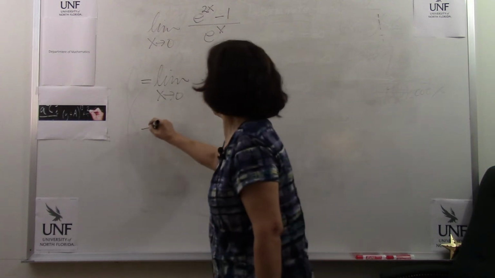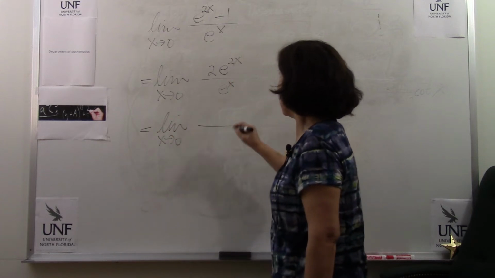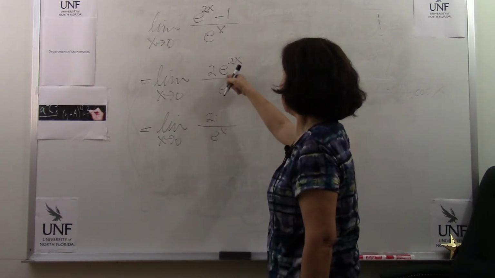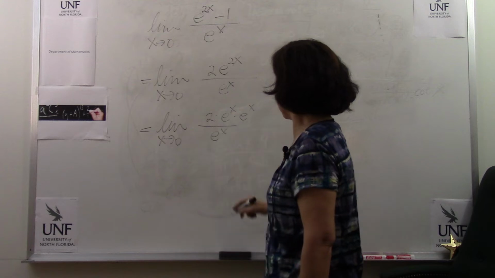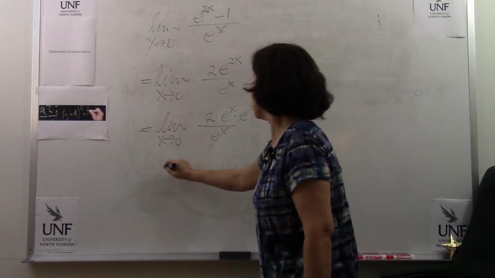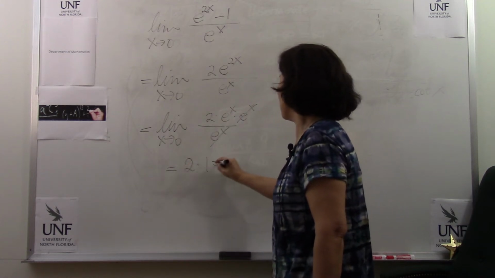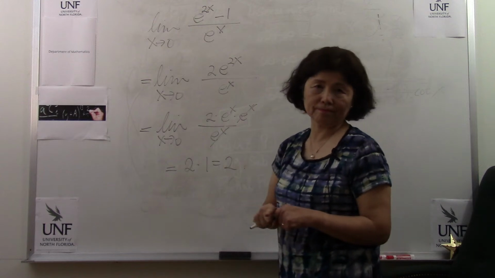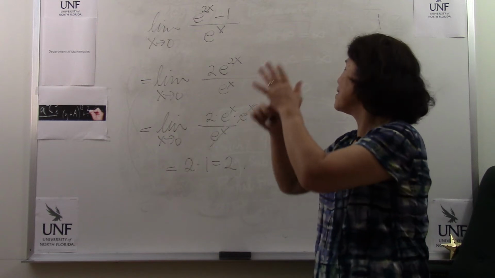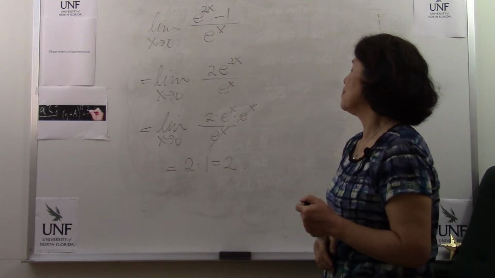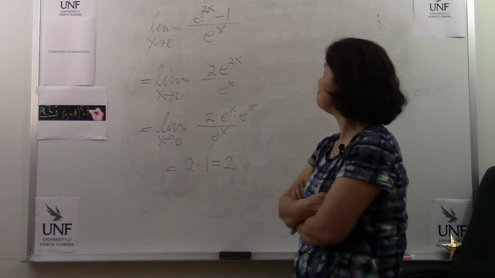At this point, oh, I can cancel, correct? Limit x goes to 0, and 2 times e to the 2x means what? e to the x times e to the x, isn't that right? So e to the x is cancelled. So I'm going to say, oh, e to the 0 is 1, so 2 times 1 equals 2. So the answer is 2. Tell me if everything is alright, or at some place I made a mistake.